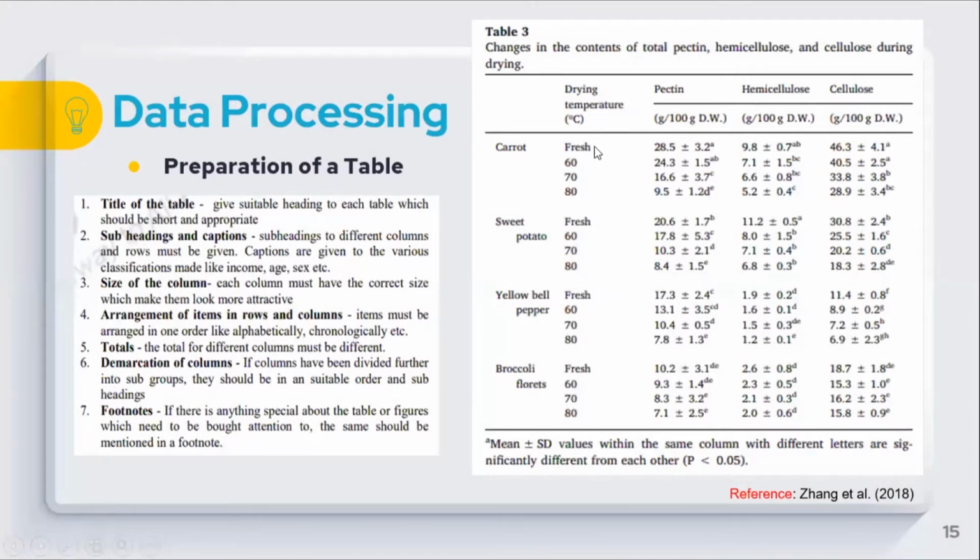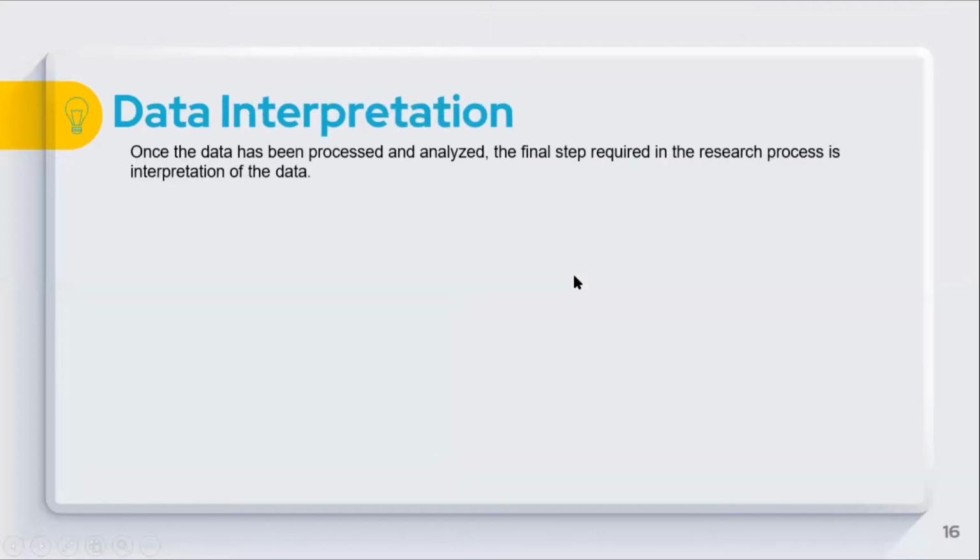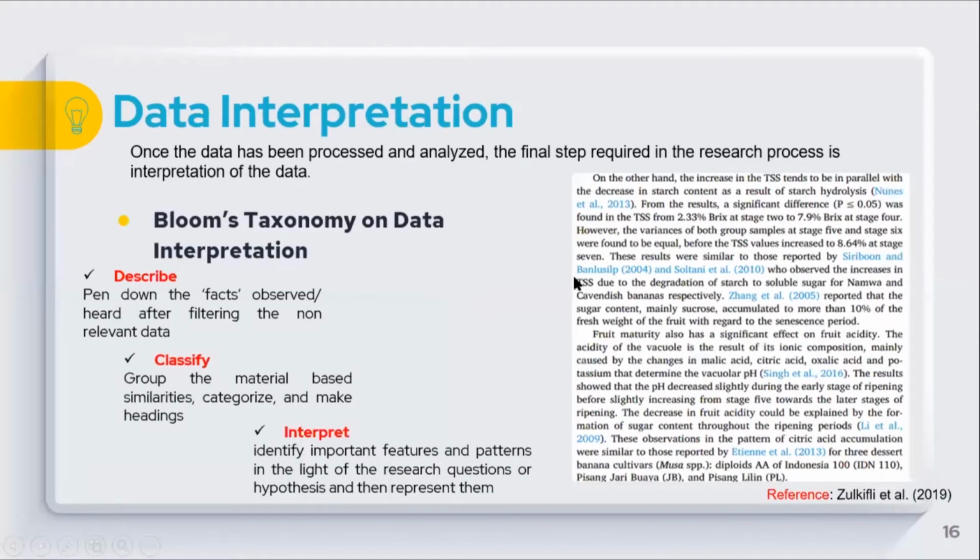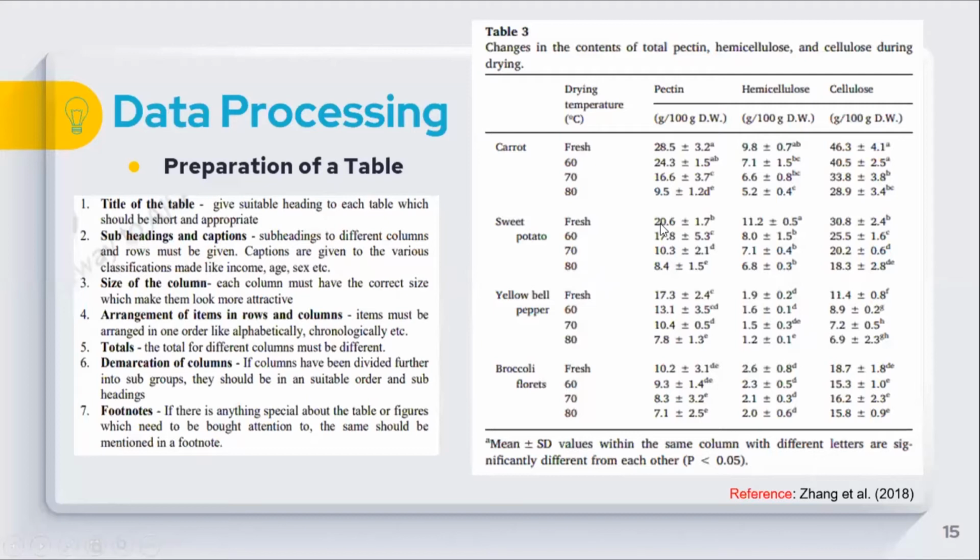Nag-decrease, no? From fresh harvest down to 80 degrees Celsius nga drying temperature. Okay. Gikan sa fresh, gi-dry na ko from fresh to 60 degrees Celsius. Nag-decrease ang iyang pectin, no? And then nag-decrease ang iyang hemicellulose. Nag-decrease ang cellulose. Meaning, interpretation, sa imong buhaton, you have to describe, classify, and interpret.